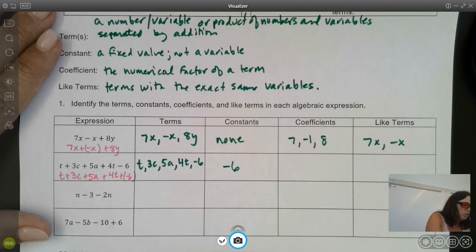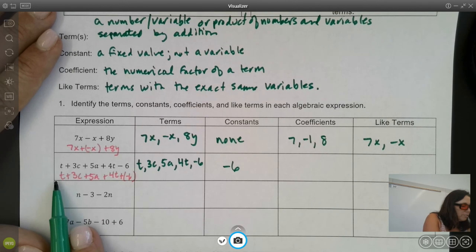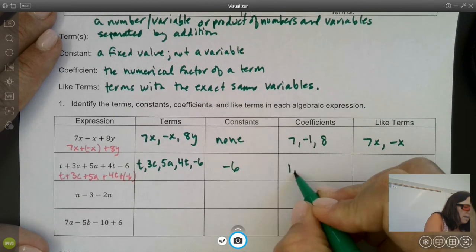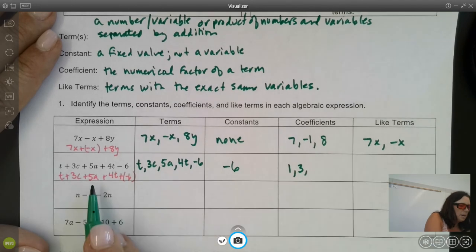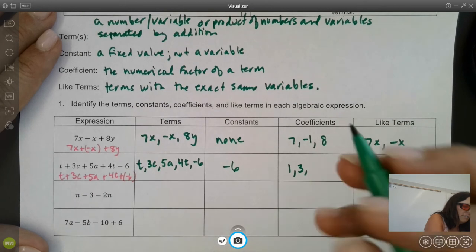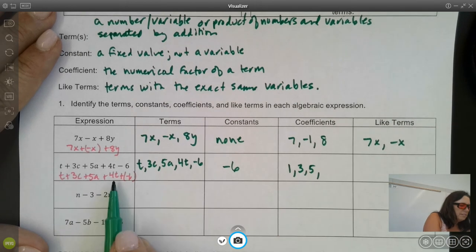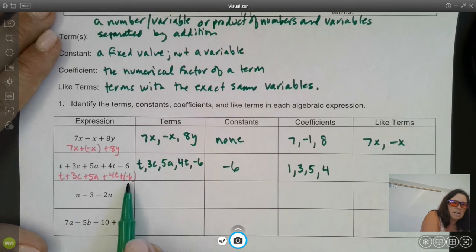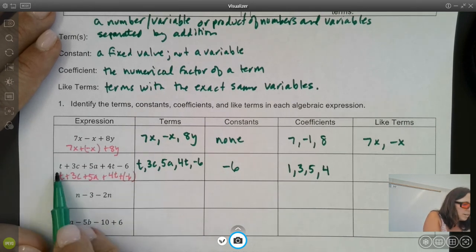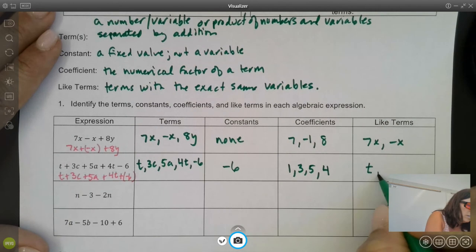Now the coefficients: you're going to pull out the numerical factor in front of all the letters. So the number in front of this t, don't be fooled, is a 1. The number in front of the c is a 3. The number in front of this a is a 5. The number in front of this t is a 4. And this doesn't have a coefficient because it's just a constant. It doesn't have a variable. Now for like terms, the only like terms I see are t and 4t.